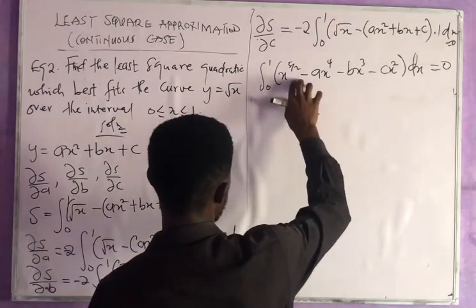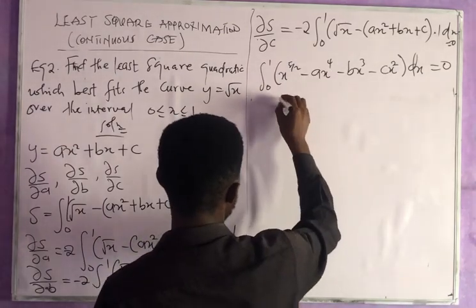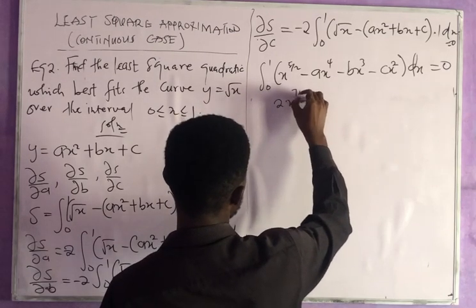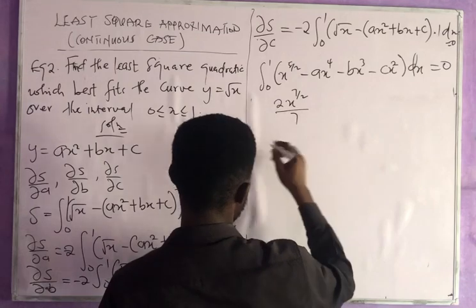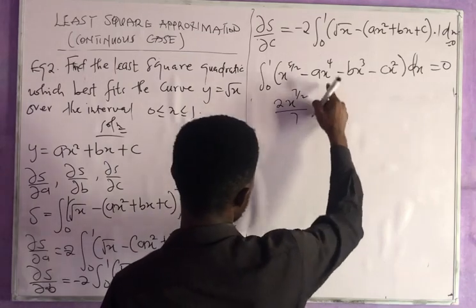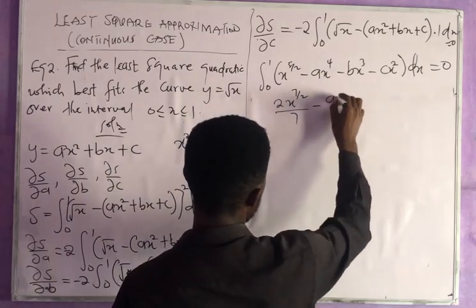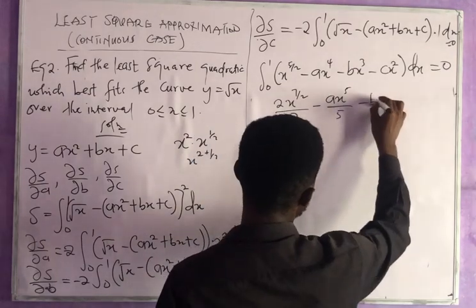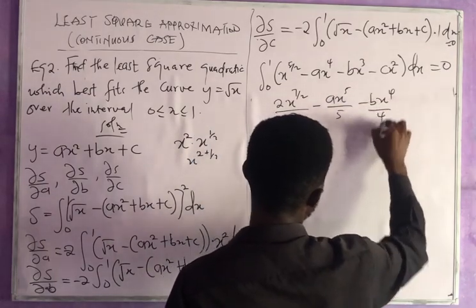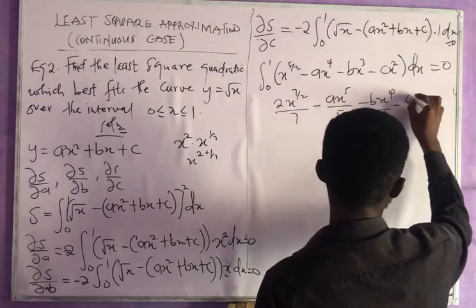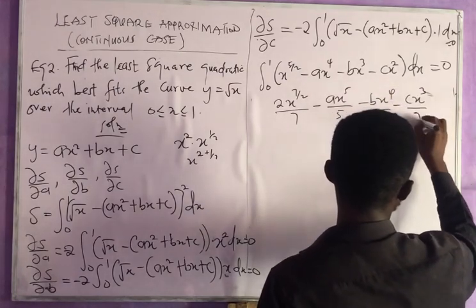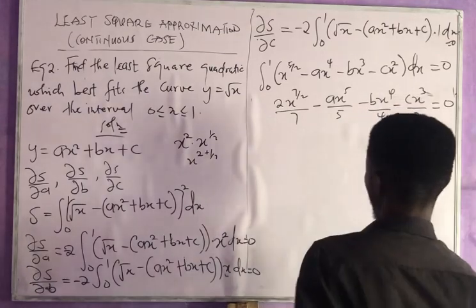If I integrate this one, I'm adding 1 to this. So I'm going to have 2x to the power 7 over 2, all over 7. Minus, I'm adding 1 to this, so I have ax to the power 5 over 5. Minus bx to the power 4 over 4. Minus cx cubed over 3 is equal to 0.